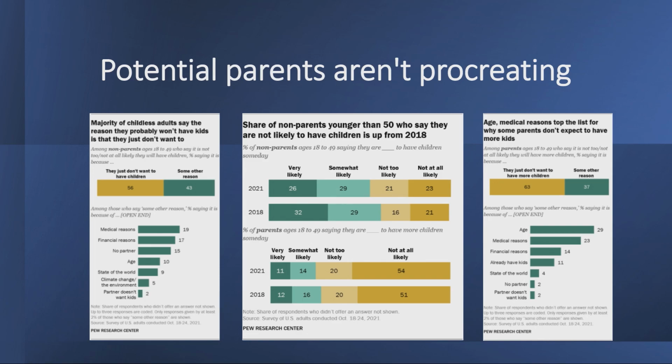We also have parents from 18 to 49 saying they will not have more children, rising to 54% from 51% in 2018. Age, medical reasons, we talked about this a little bit, are some of the top reasons parents don't expect to have more kids. So the people that have had kids aren't likely to have more kids. The folks that haven't had kids are increasingly not likely to have any kids. That's not the trend that we want to see.